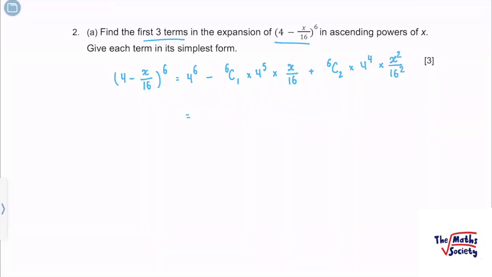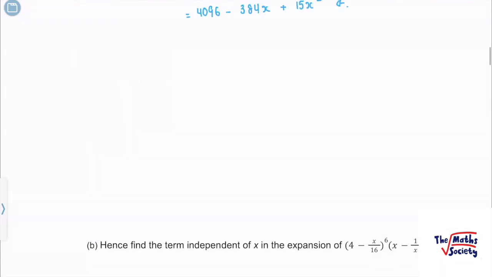So then 4 to the power 6 is going to be 4096, minus 6c1 times 4 to the power 5, 384x divided by 16, and plus it's going to be 15x squared. So that's your first three terms. And then we'll go to B. So hence find the term independent of x in the expansion of (4 minus x over 16) to the power 6 times (x minus 1 over x) squared. So we'll need to get this one first.